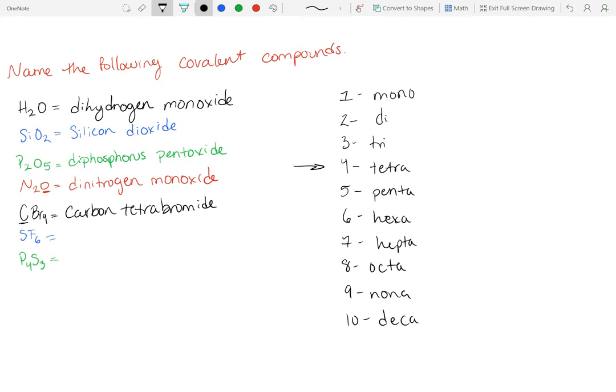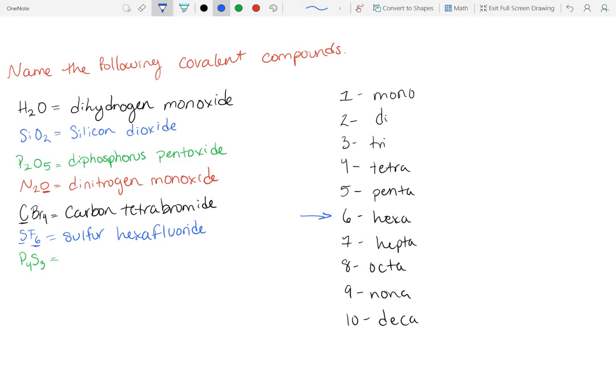All right. So now the next one. We have SF6. So there's only one sulfur. So are we going to say monosulfur? No, right? We're just going to say sulfur with 6 fluorines. So we're going to go ahead and call this sulfur hexafluoride.